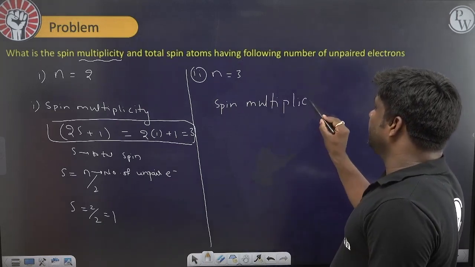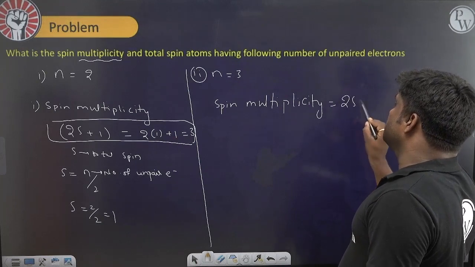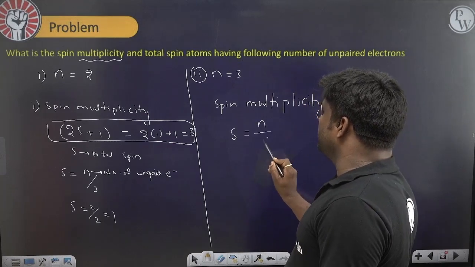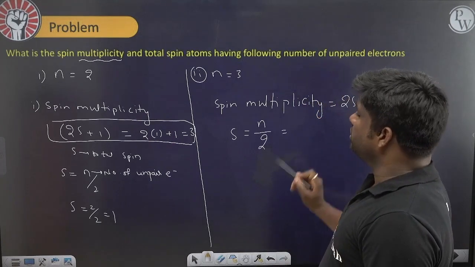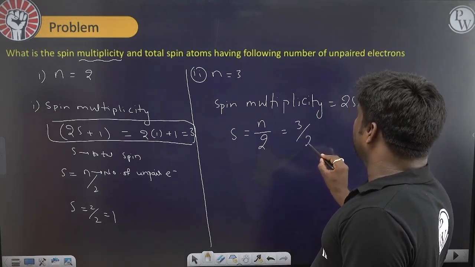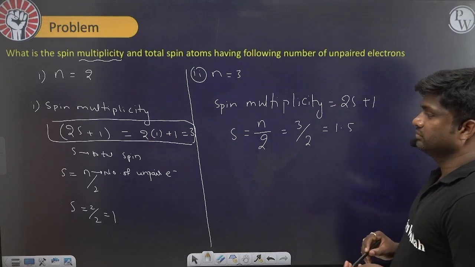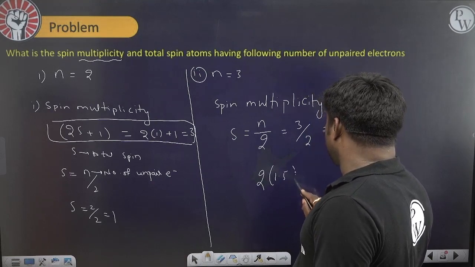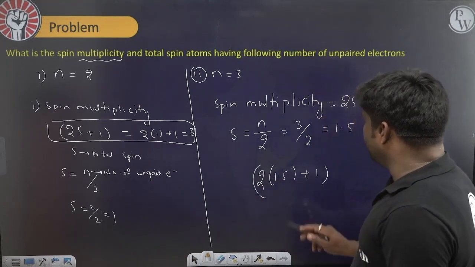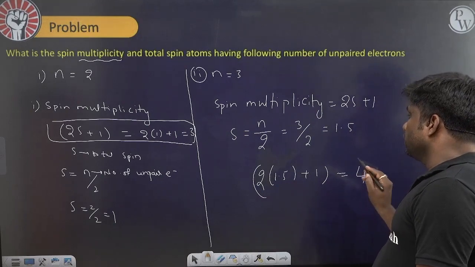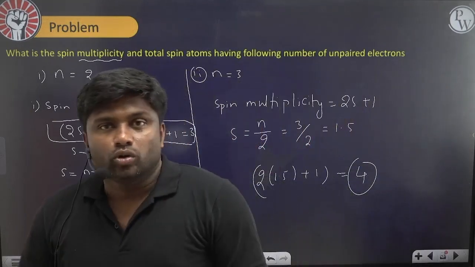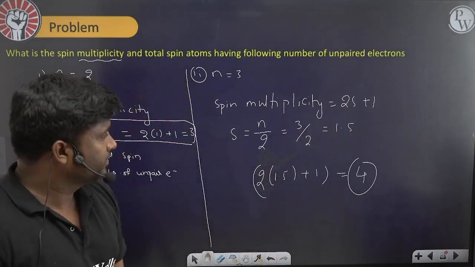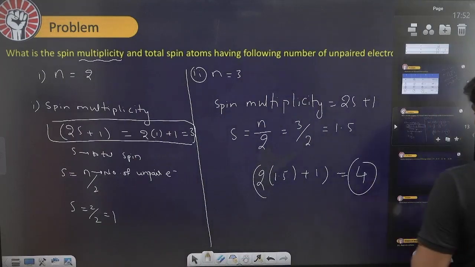Spin multiplicity is equal to 2S plus 1. S is total spin. How will you get S? S is the number of unpaired electrons by 2. The number of unpaired electrons is 3. 3 by 2 is equal to 1.5. So the spin multiplicity, 2S plus 1, is 2 into 1.5 plus 1. 2 into 1.5 is 3. 3 plus 1 is equal to 4. Total spin is n by 2 and spin multiplicity is 2S plus 1. That is, 4 is the spin multiplicity. This is how we calculate the spin multiplicity and total spin.